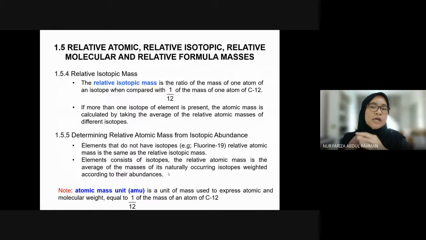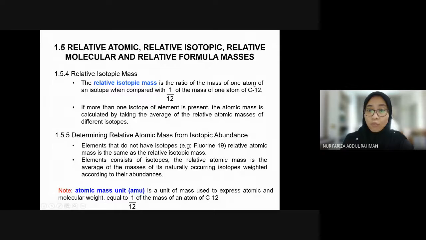Okay, this is our focus actually. Relative isotopic mass, more on elements that have isotopes. By definition, the relative isotopic mass is the ratio of the mass of one atom of an isotope when compared with 1/12 of the mass of one atom of carbon-12. Again, we are referring to carbon-12.